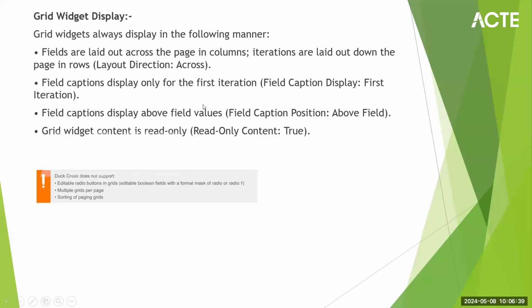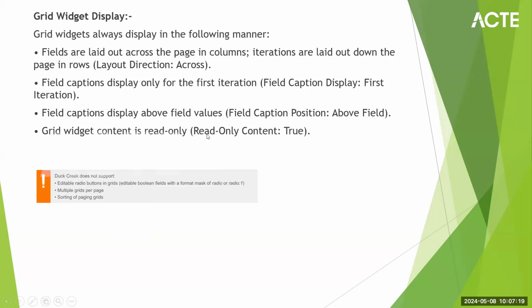Field caption is displayed only for the first iteration. Basically, only for the first iteration will the field caption be there, whereas for the second iteration only the value will be displayed, not the caption. As in forms, you remember, right? Field caption is displayed above the field values. The field caption will be displayed above and the values will be printed below.